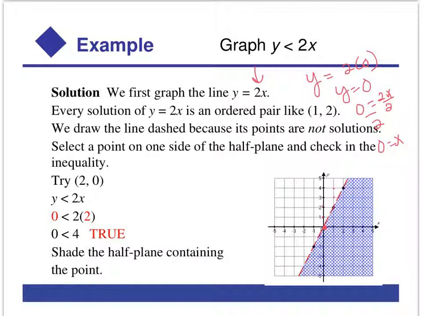So now if we choose a point and plug it into the original equation, we're going to look at it. In this case, because it's the origin, we can't plug in 0, 0. So they chose to use point 2, 0. So they went over 2 and used this point right here. So when you plug in 0 for y and 2 for x, the statement becomes true. 0 is less than 4, so you shade everything on the right hand side because it included that point.